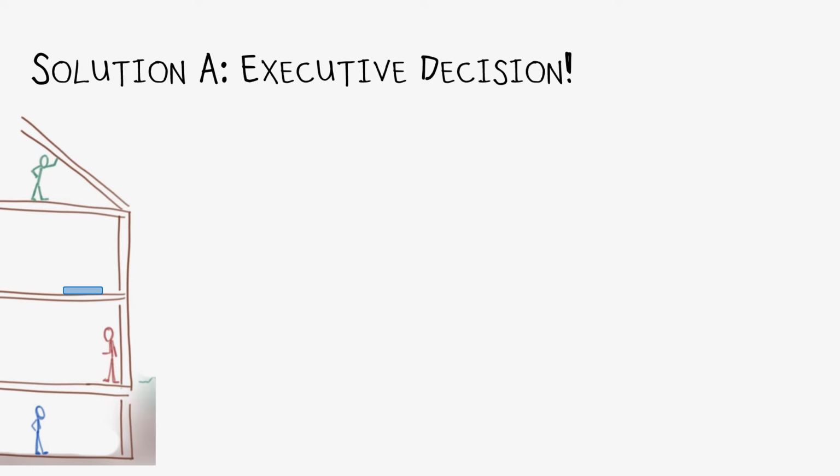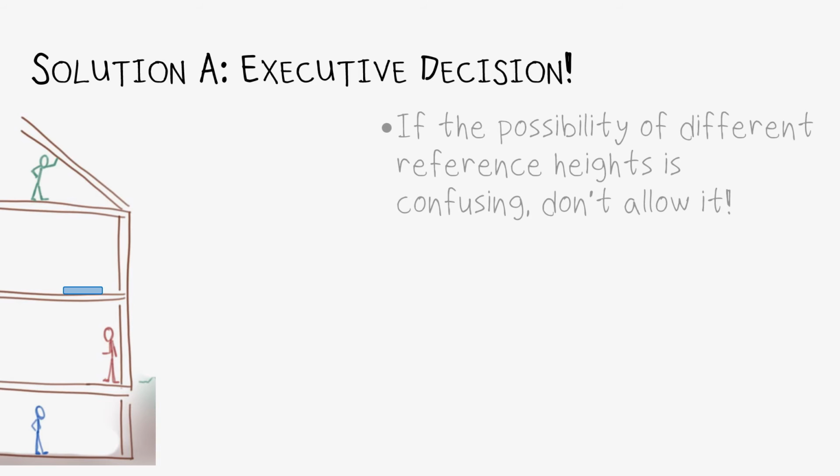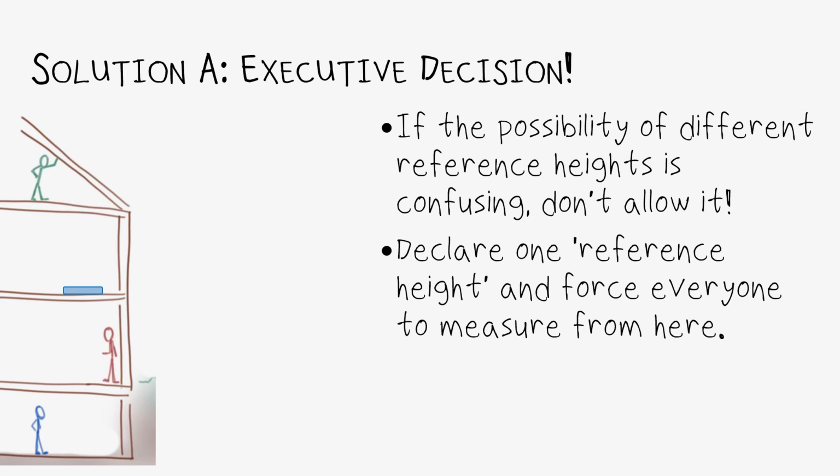So to deal with the problem associated with different people seeing different potential energies based on their height, we have two solutions we can employ in introductory physics. The first solution is what I call the executive decision. If we've got a problem where everyone is seeing different potential energies because they all have different reference heights, then don't allow people to have different reference heights. Decide a single reference height that is going to be the one height to rule them all, and just force everyone to measure from there.